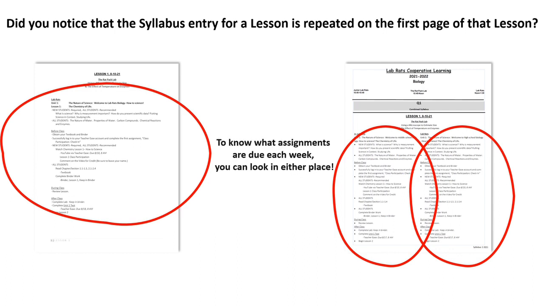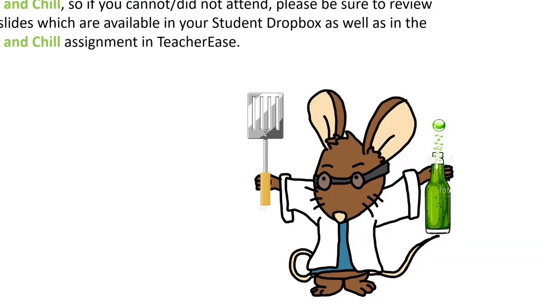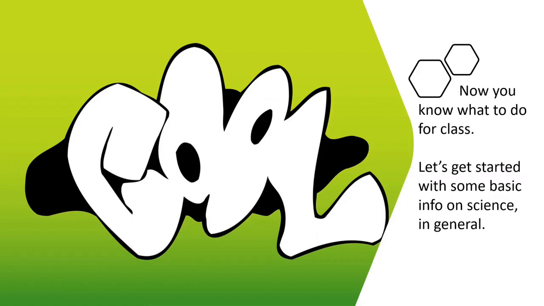So to know where they are, you can look in either of these places or the other 2 I mentioned as well. So again, like I said, we will discuss how to navigate class with much more detail at the Grill and Chill. So if you can attend, be sure to review the slides that are available in your student Dropbox, as well as the Grill and Chill assignment in Teacher Ease. So now that you know what to do for class, let's get started with some basic info on science in general.